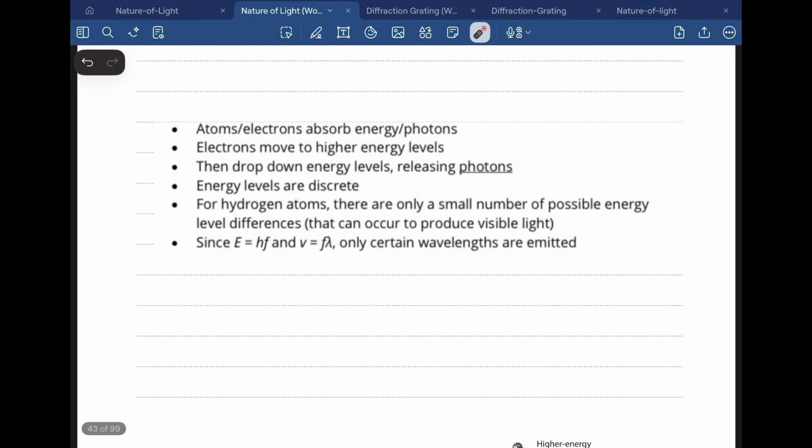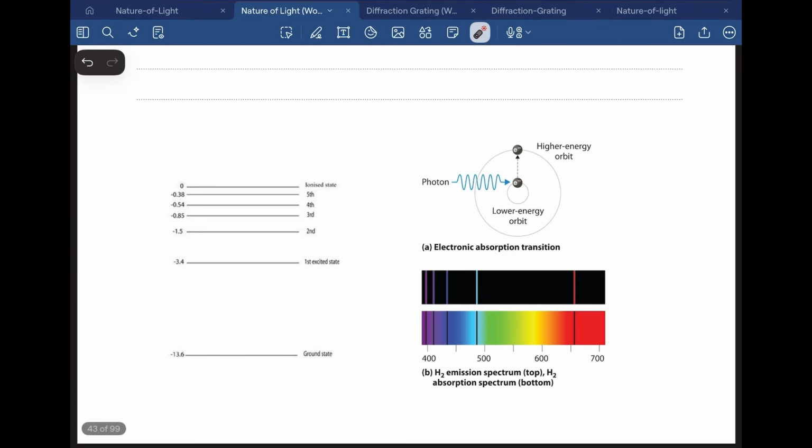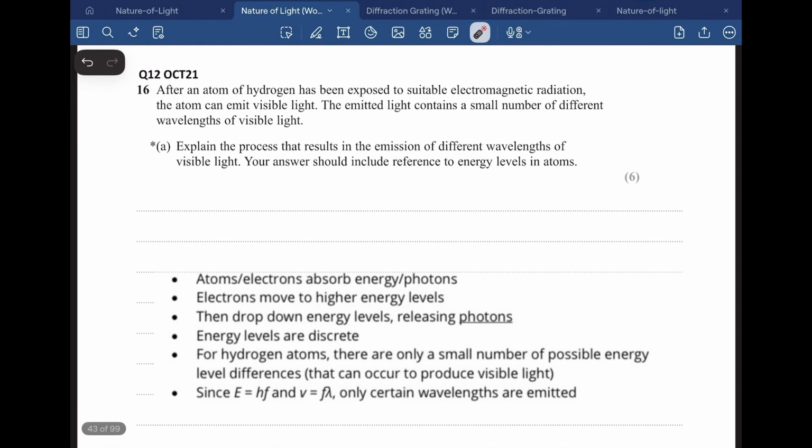Because if more energy levels were possible for the hydrogen atom to produce visible light, then more different wavelengths of photons would have been emitted. But as only a certain number of possible energy level differences can produce visible light, only certain wavelengths will be emitted from those energy level differences. So that is going to give you your 6 marks. Hopefully you guys can understand the whole concept very easily.